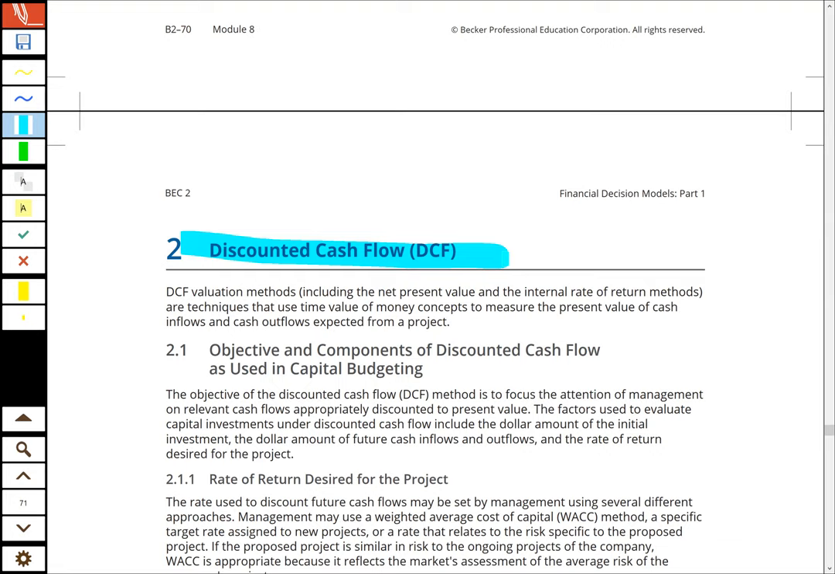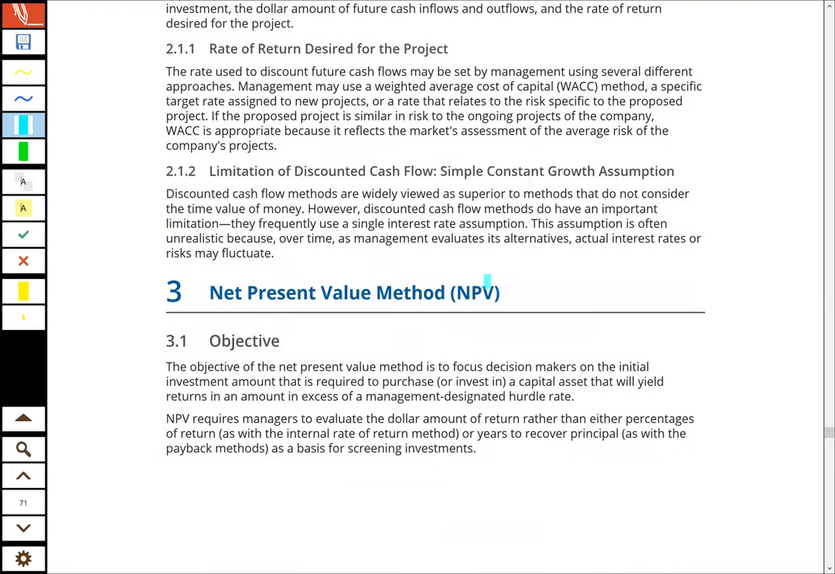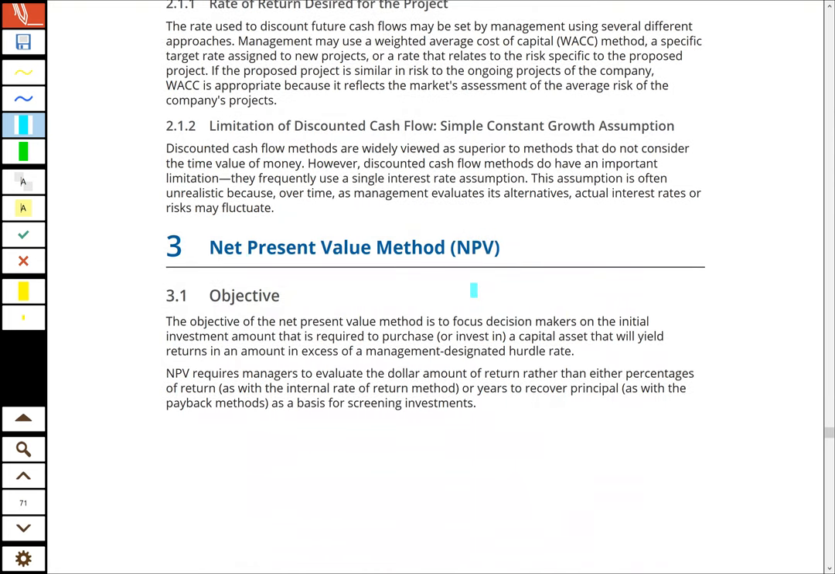Now, when you look at the discounted cash flows, we're going to talk first about the net present value method, which you can see down here at the bottom of the page. And then we're going to get into a couple of different considerations. After net present value method comes the lease or buy decision, then the more common payback, and we'll finish with internal rate of return.